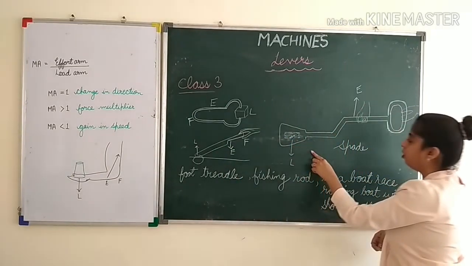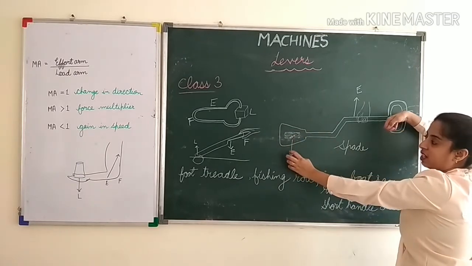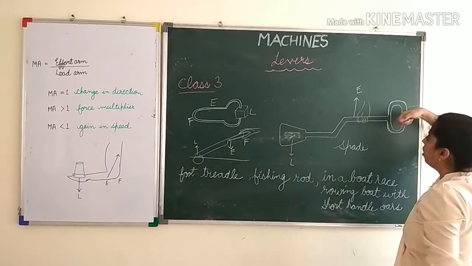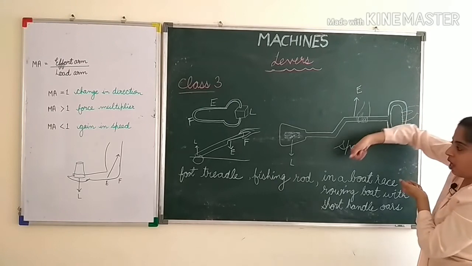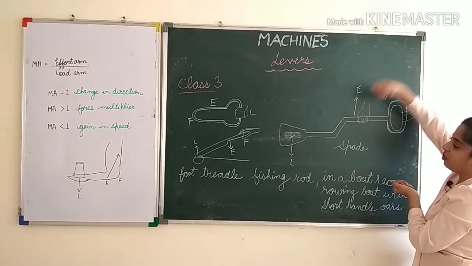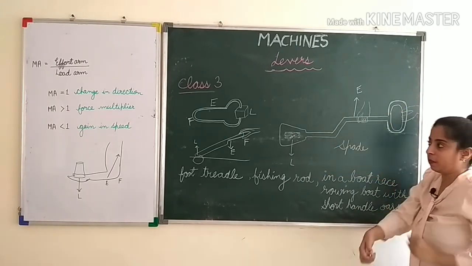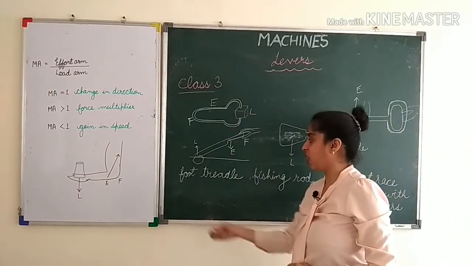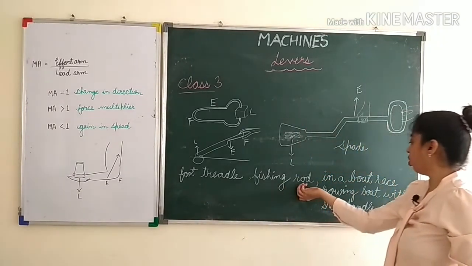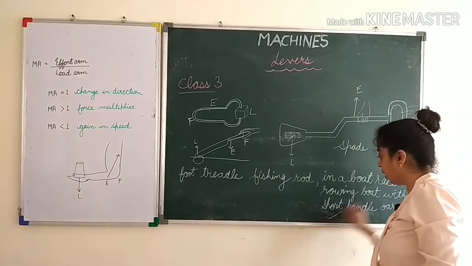Okay, now in case of a spade, you can see load, the heavy part that is here, which is acting downward, and you are holding it from here and you apply the effort like this. Okay, so effort is in between, load acting down, and fulcrum is from where you hold it tight. So other examples of class 3 are foot treadle, fishing rod, and in a boat race, rowing boat with short handle oar. This is very important.